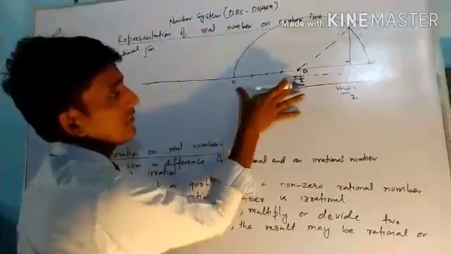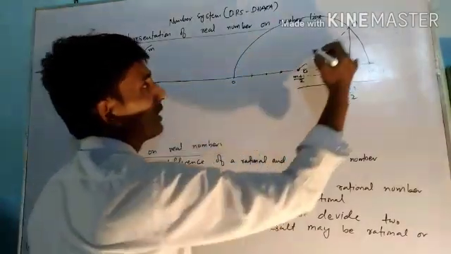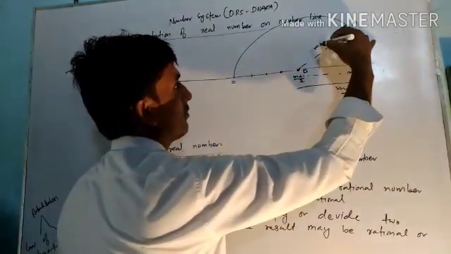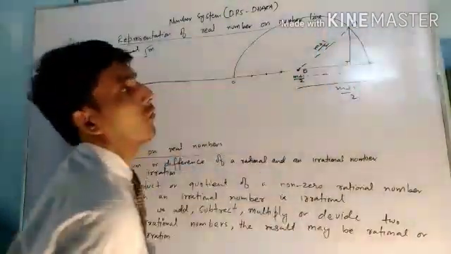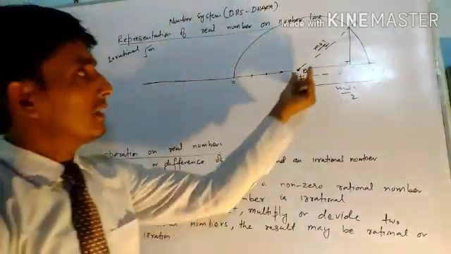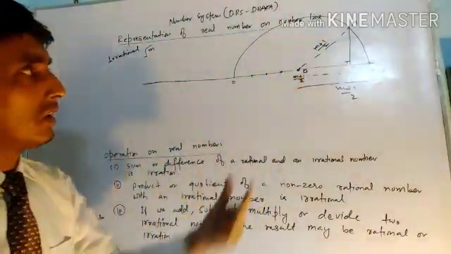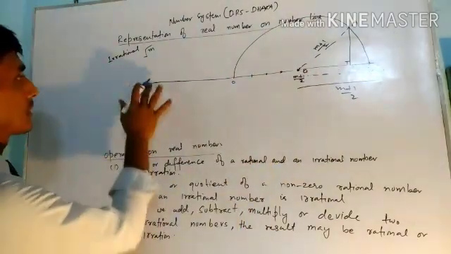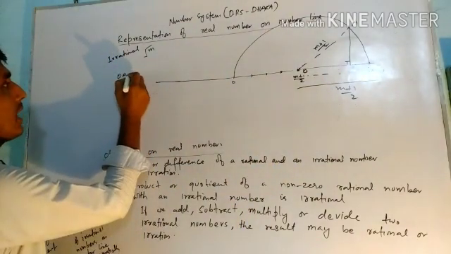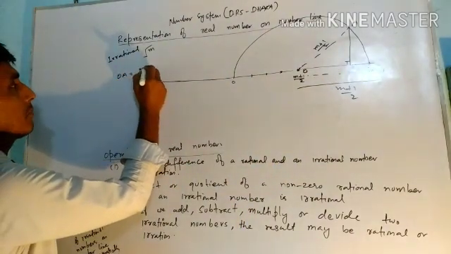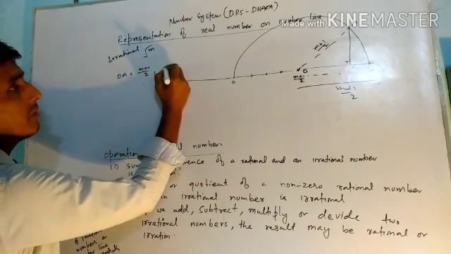Semicircle, and the length of this is equal to (m+1)/2. Therefore, this length will also be equal to (m+1)/2. And the length of OB will be how much? OA is equal to (m+1)/2. OB will be how much?